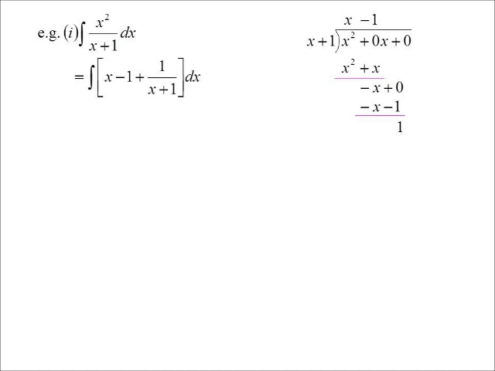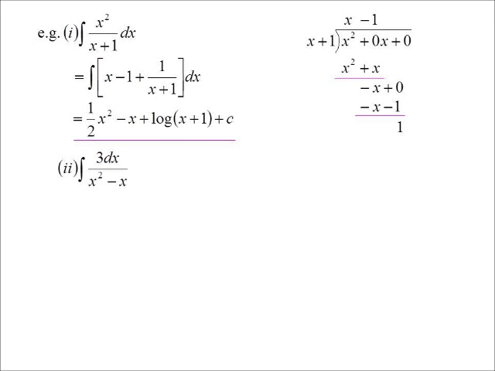So we can rewrite our fraction. When we do a polynomial division, we can write it as quotient plus remainder on divisor. That's what we want. And we've now got things we can integrate. We can integrate the x, we can integrate the 1, and this one here's a log function. We've got derivative on function, so we get log of x plus 1 there.